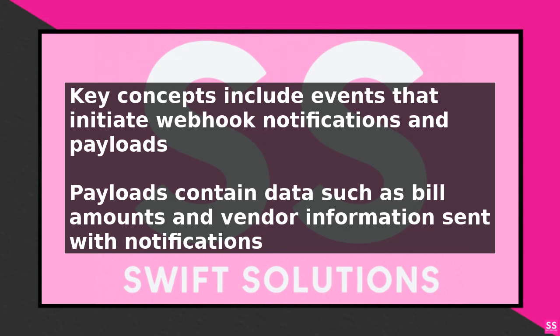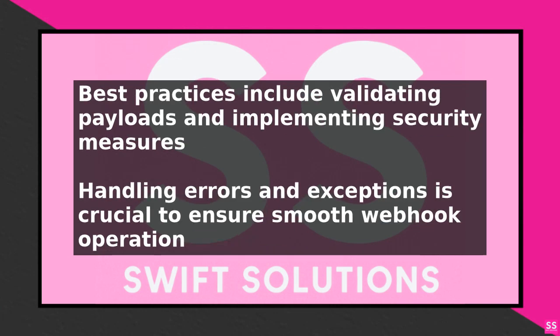Best practices. To get the most out of the Bill.com API webhook, it is essential to follow best practices. The first is to validate the payload to ensure it is genuine and not tampered with. The second is to handle errors and exceptions, such as network failures or invalid data. The third is to implement security measures, such as encryption and authentication, to protect sensitive data.